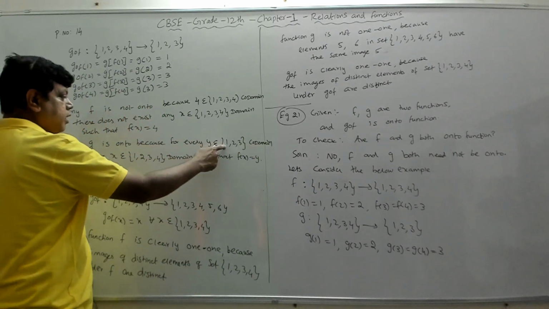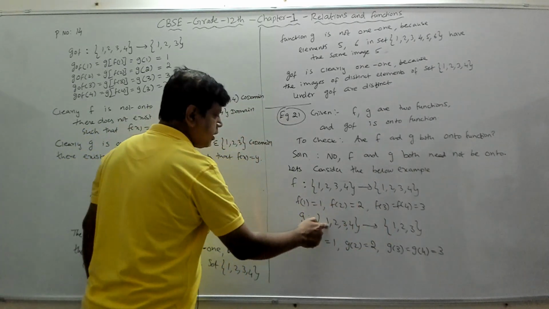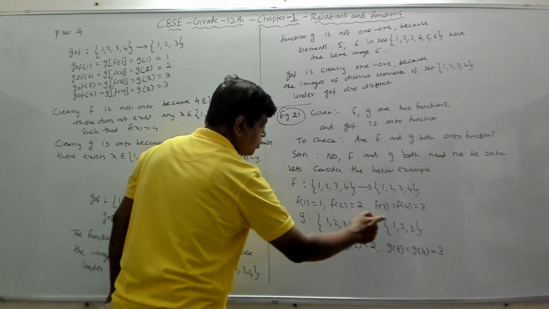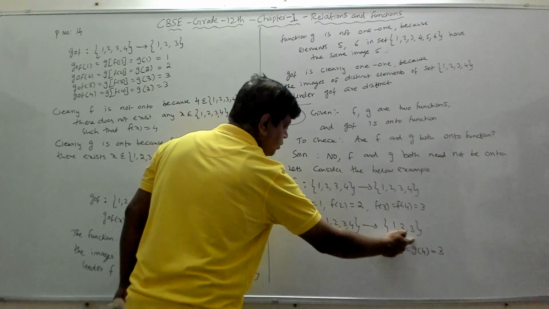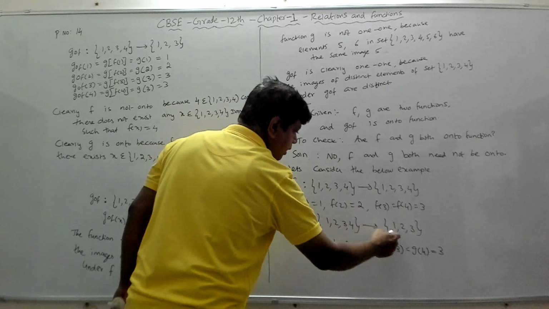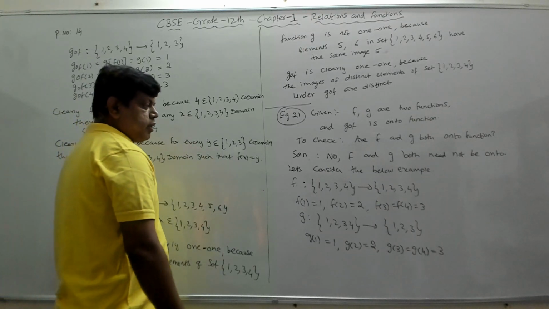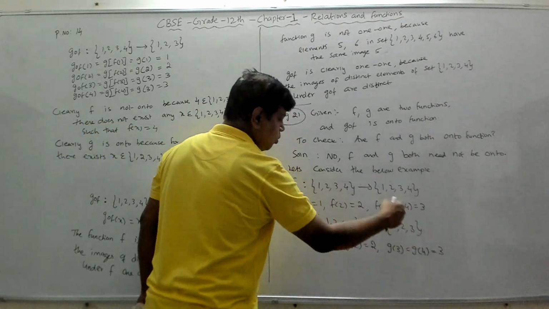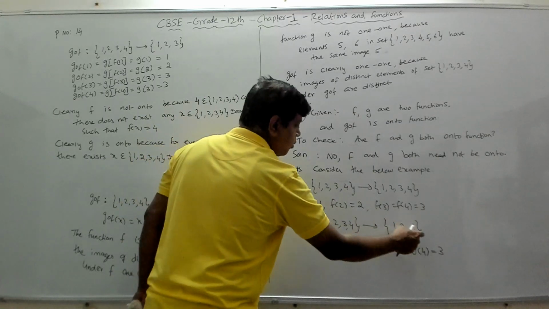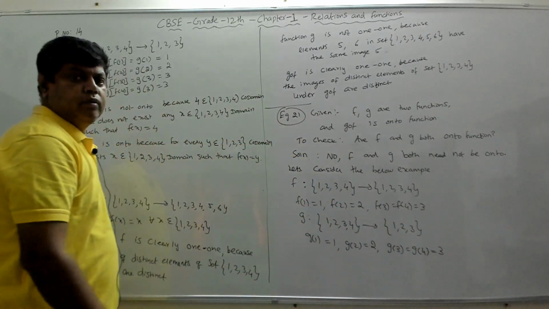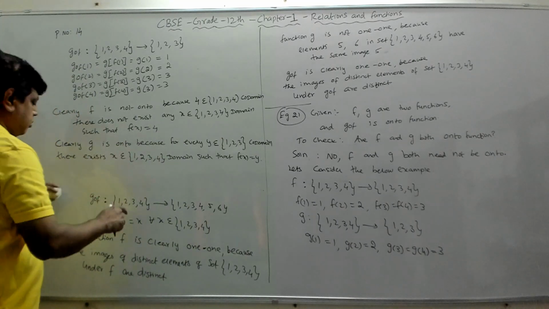For every element here, there is an element here. For 1, this 1 is going to 1. 2, this 2 goes to 2. For 3, you have 3 also going to 3, 4 also going to 3. So all the elements here are images. Right? There is no element here such that there is no x here, such that g of x is equal to this element. There is no element like that. So all the elements are mapped. That's why g is onto.